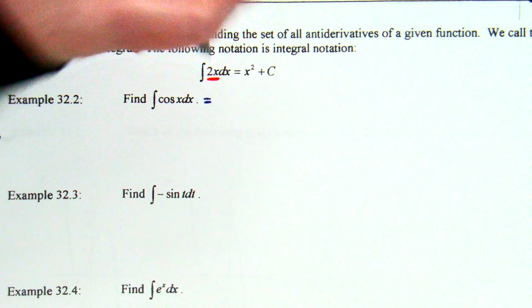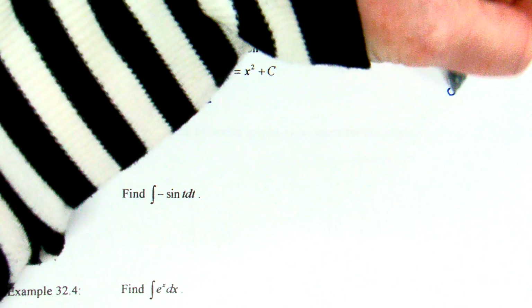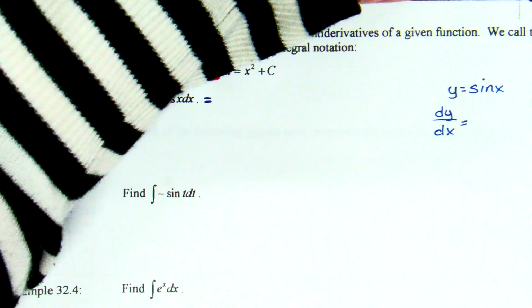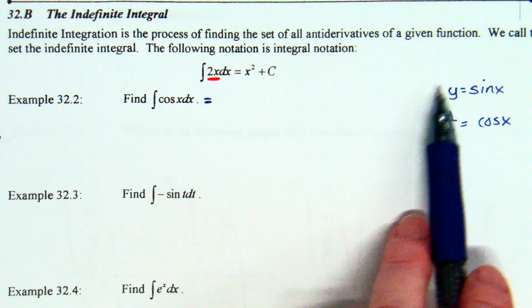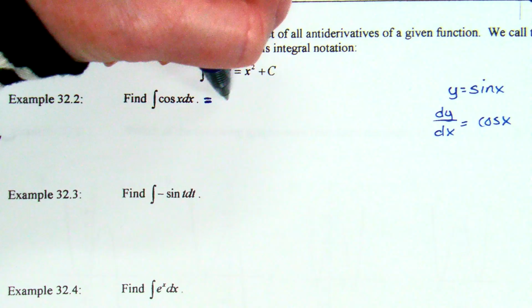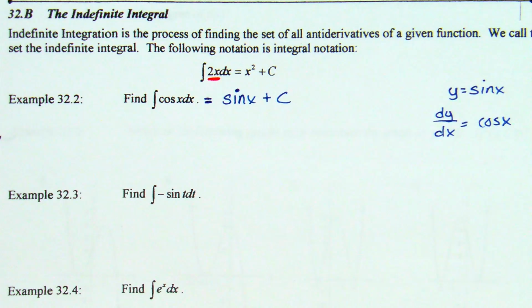Okay. Here's my check. If we say the answer is sine x, what is the derivative of sine x? This is my check. What is the derivative of sine x? Cosine x. So, what is the antiderivative of cosine x? Sine x. Don't doubt yourself. You were right the first time. And she did have the plus c in right at the beginning, so that's good.